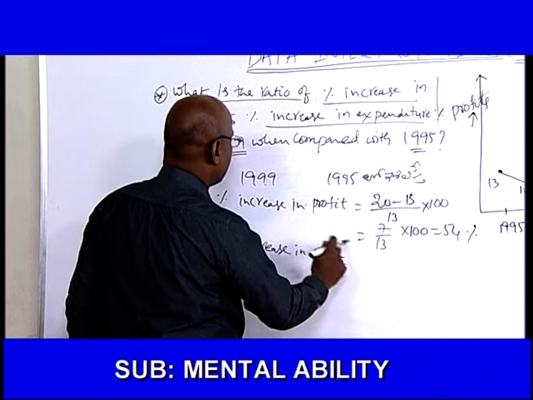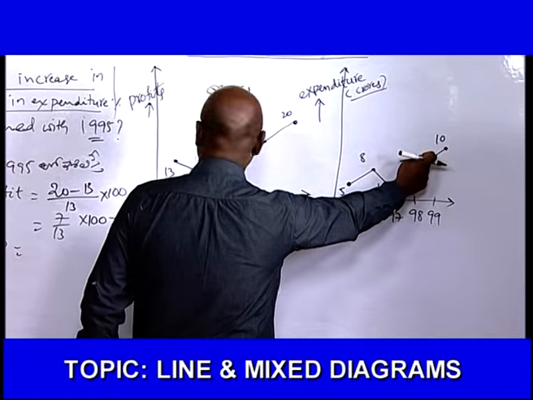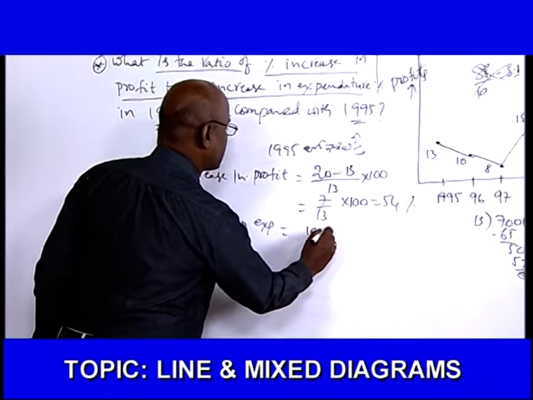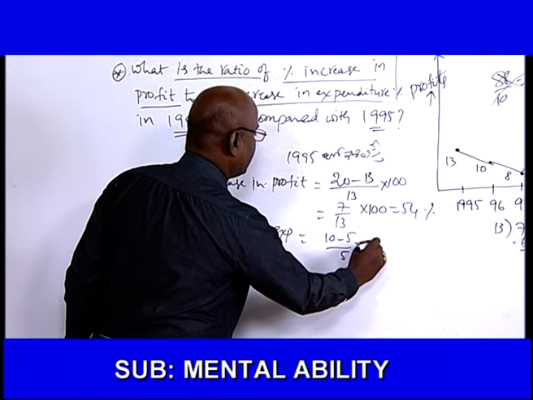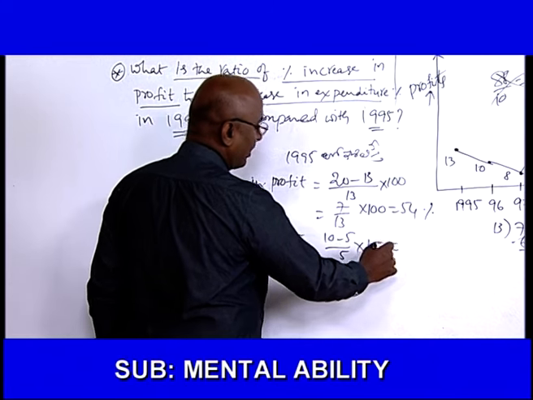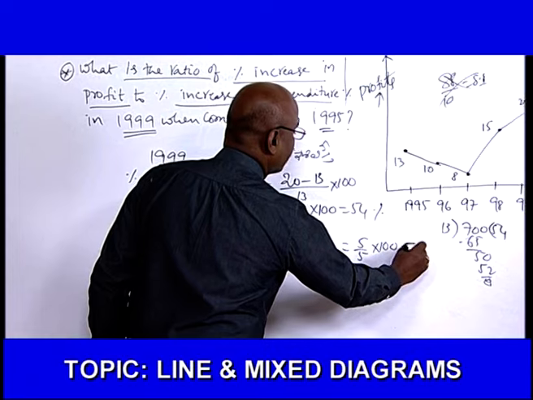So here it is, in the year 1999 the expenditure is 10 crores and in the year 1995 the expenditure is 5 crores. So (10 minus 5) by 5 into 100, that is equal to 10 minus 5 means 5. 5 by 5 means 1. So 5 by 5 into 100, that is equal to 100%.